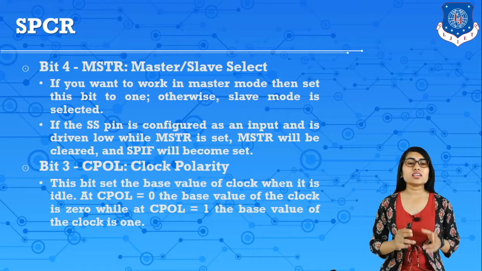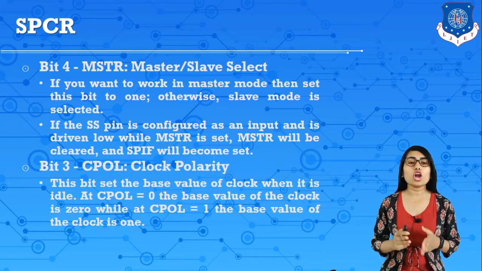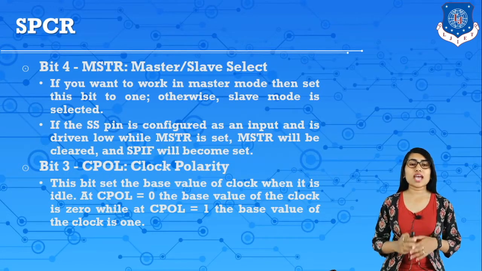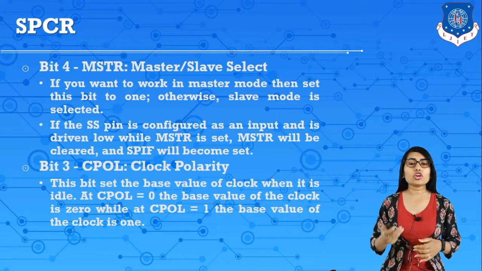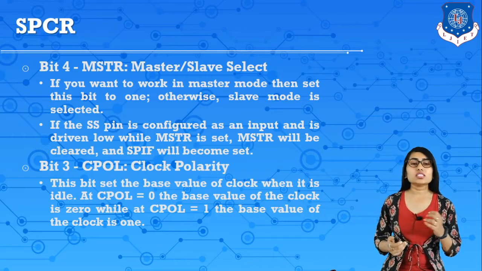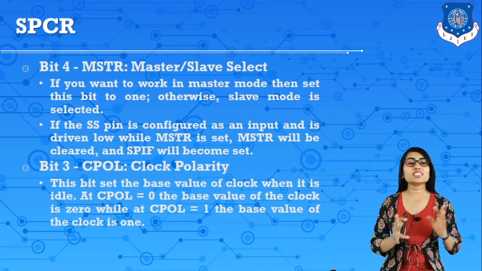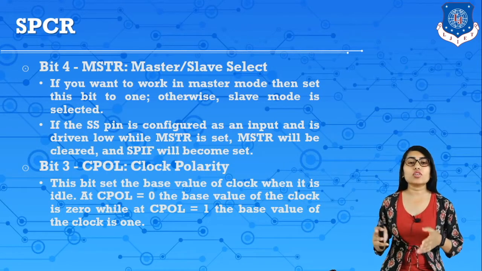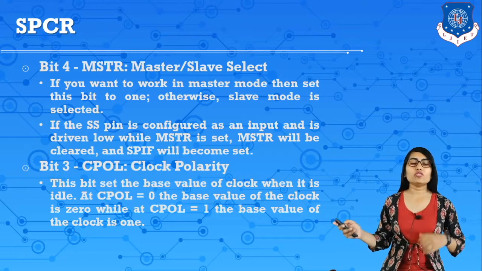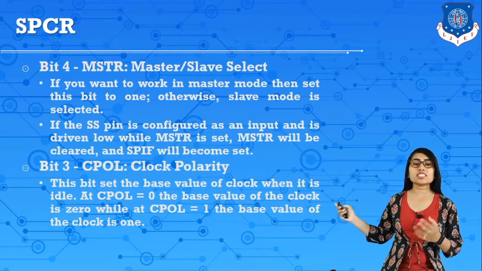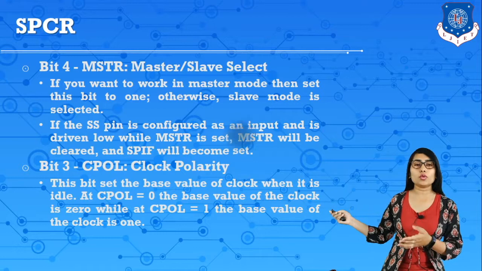Now next is CPOL, that is clock polarity. This bit sets a base value of the clock when it is idle. If CPOL is 0, then the base value of the clock is 0, while if CPOL is equal to 1, then the base value of the clock is 1. So this is CPOL for clock polarity.